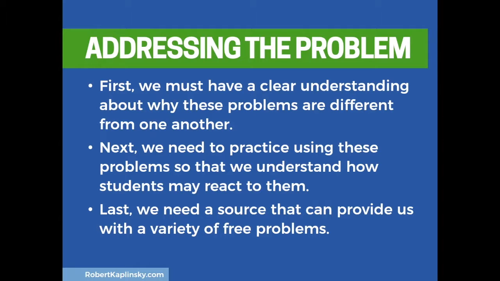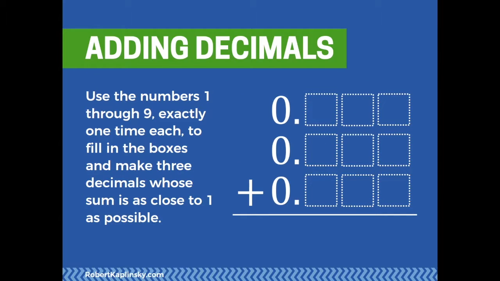Now, to get us warmed up, I'm going to give you a problem, and I'll give you 4 minutes to do it. The problem is a 5th grade adding decimals problem. Use the numbers 1 through 9 exactly one time each to fill in the boxes and make 3 decimals whose sum is as close to 1 as possible.